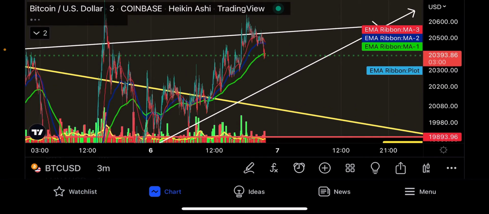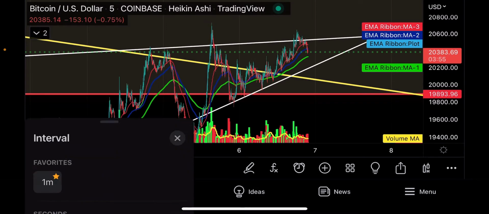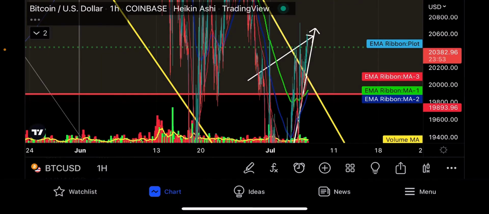In this quick late evening update, you can see the Bitcoin price. We came into this little symmetrical triangle that we talked about, or rising wedge, however you want to look at it. Hold on, let's look at this in the hour time frame.